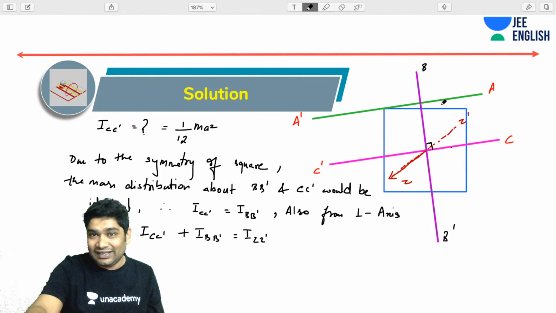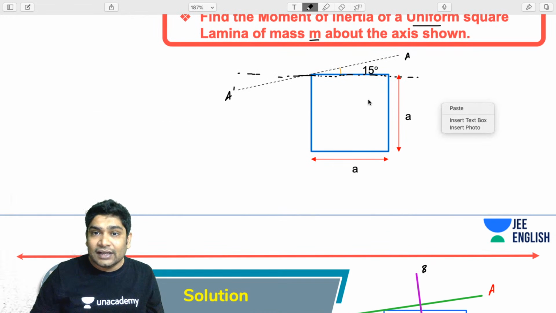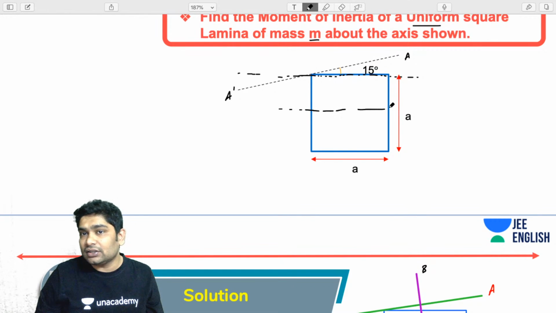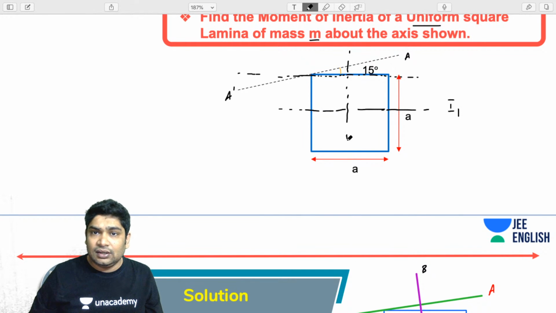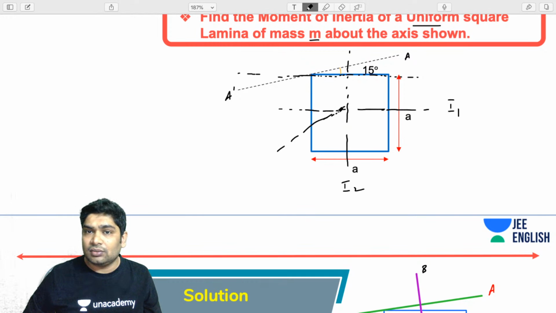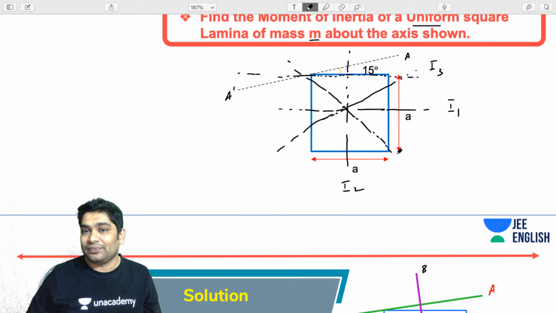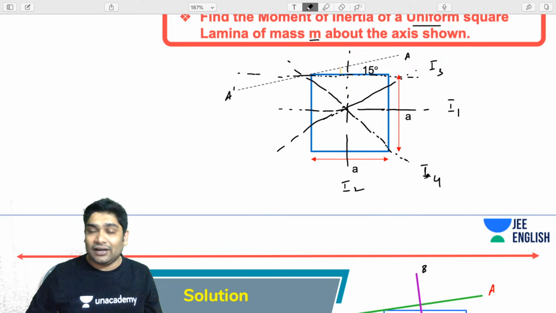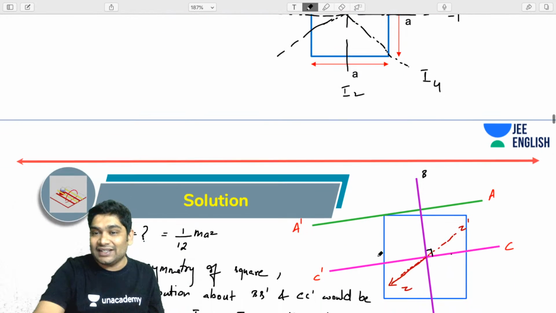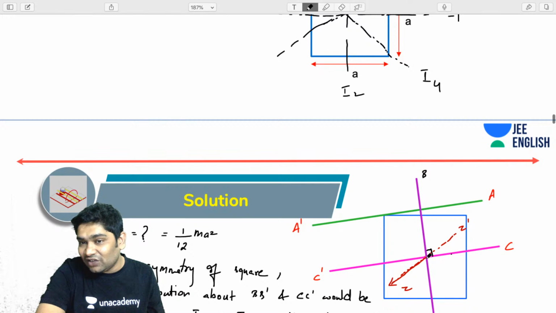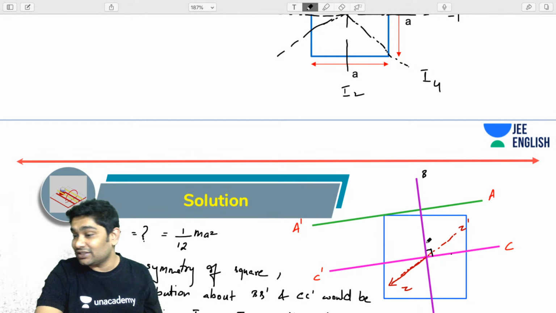What they asked, I'll tell you quickly, is that they drew a lot of axes. So they drew axis like this, and they said the moment of inertia, let's say about this is I1, then about this is I2, then about some random axis passing through the center again is I3, and then you had another axis passing through the center which was I4. Okay, what you had to realize was that, again, using this logic, if I draw any axis passing through the center which is in the plane of the square, the moment of inertia would exactly be the same for all such axes.